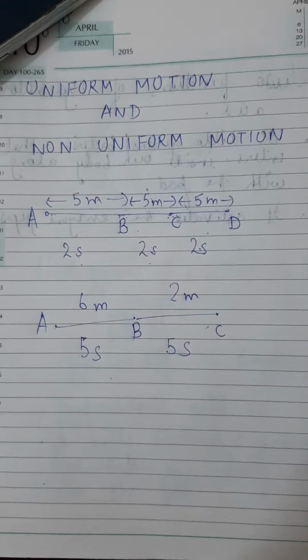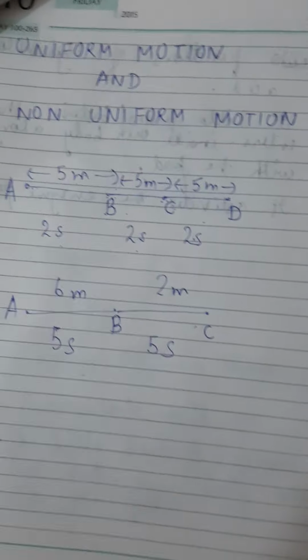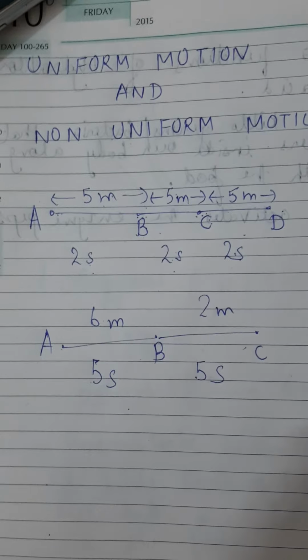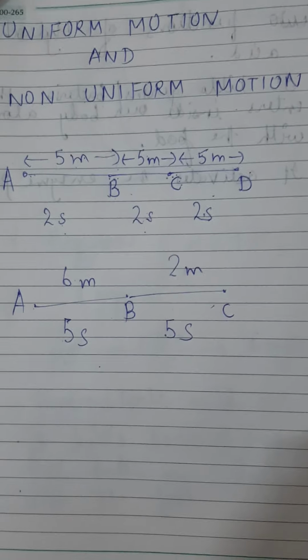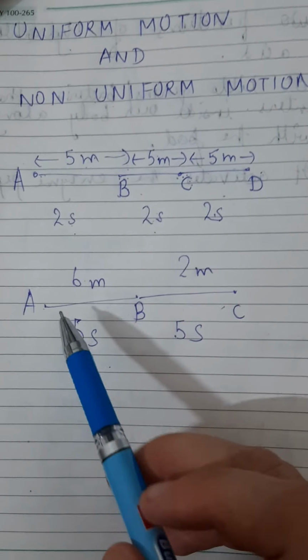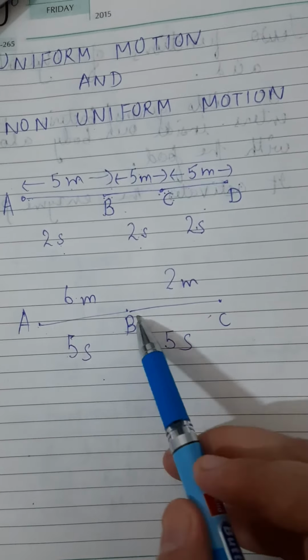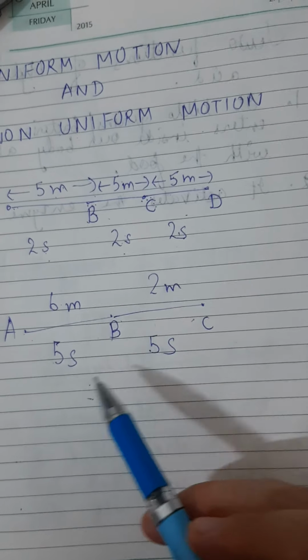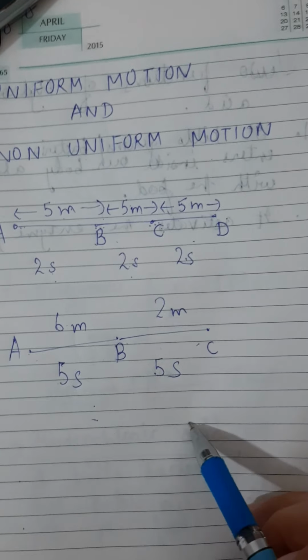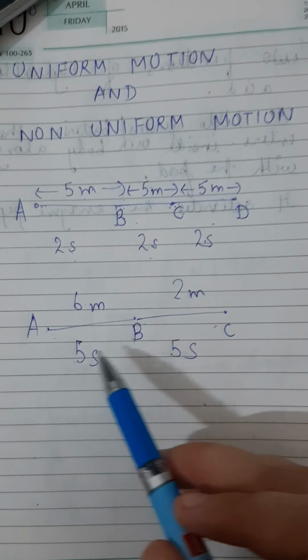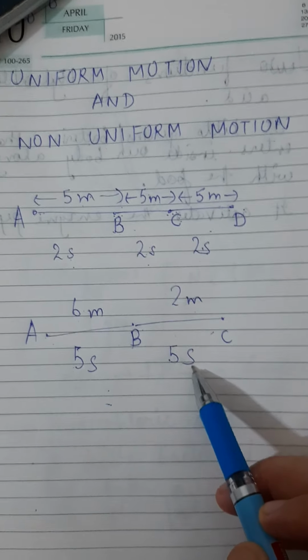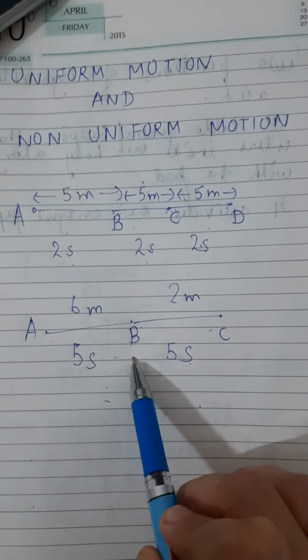Fine. Next is non-uniform motion. Non-uniform motion is when the object covers unequal distance in equal intervals of time. As you can see here, the object covers 6 meters in 5 seconds and next 2 meters in 5 seconds. So unequal distances in equal intervals of time are covered. So this is the case of non-uniform motion.